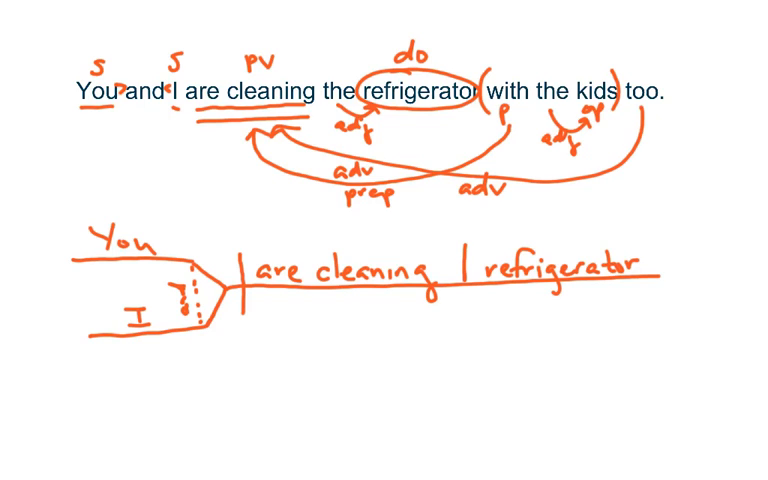Okay, now we'll hang our modifiers. No modifiers for you or I. Are cleaning. Yes, we have two modifiers. With the kids and to. With kids, the, and to. Does refrigerator have any modifiers? Why, yes, it does. It has the refrigerator.